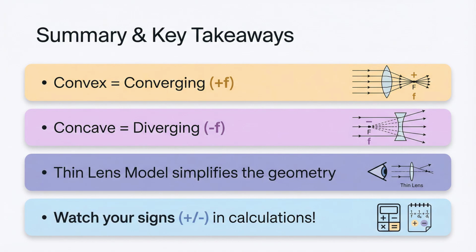To wrap this up, remember that convex lenses converge light and have positive focal lengths, while concave lenses diverge light and have negative focal lengths. The thin lens model makes the math manageable, but you have to be disciplined with your positive and negative signs. Master those signs, and you've mastered lenses.